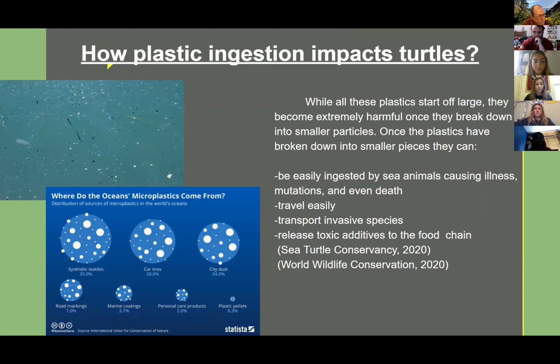So this covers some of the consequences of ingestion of plastic for turtles. While all these plastics start off large, they become extremely harmful once they break down into smaller particles. Once the plastics have broken down, they can be easily ingested by sea animals, causing illness, mutations, and even death. They travel easier and therefore can be transportation for invasive species. And over to the left, I put up a little chart of some microplastic molecules. These, once the plastic is broken down into smaller pieces, can release toxic additives to the food chain and negatively impact the turtles. Next slide, please.